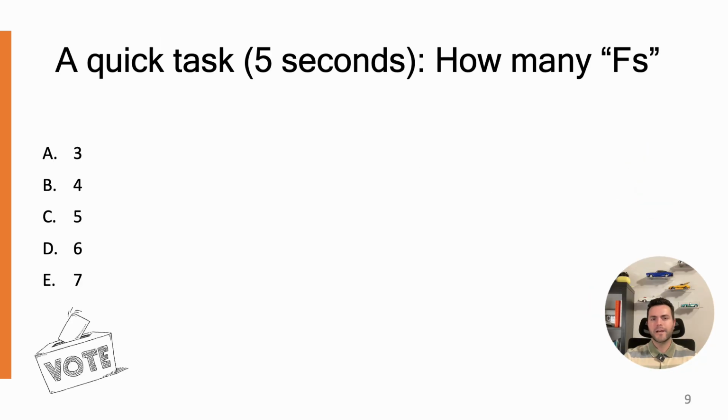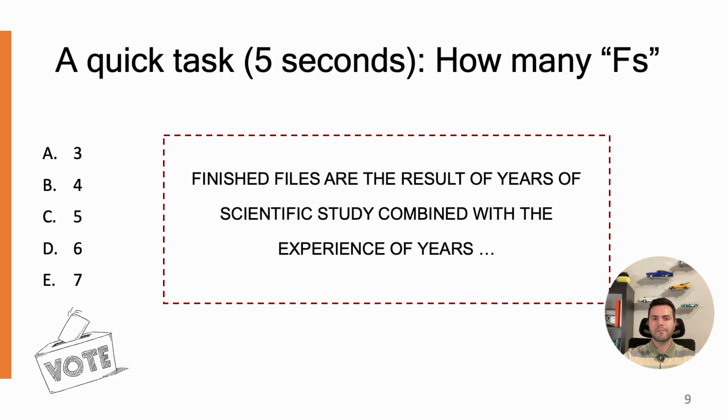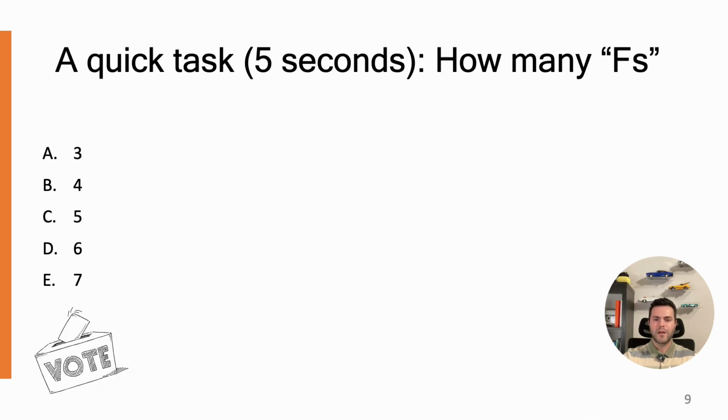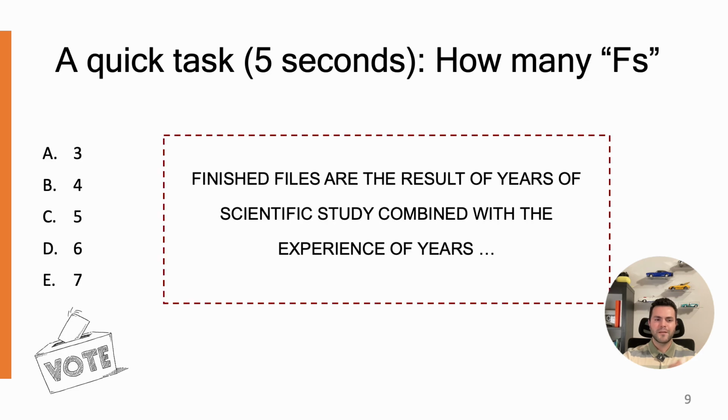So now that we've defined reading as a complex, meaning-making process, let's test how complex it can be with a quick activity. It's going to take only 5 seconds, but it'll make a big point. All right, here's the task. Look at the sentence in the box. You have 5 seconds to count how many times the letter F appears. How many? There you go. All right, you can share your response in the chat box, please.